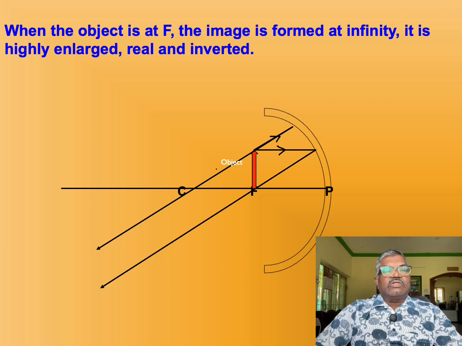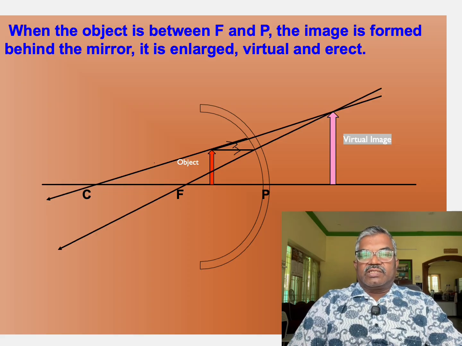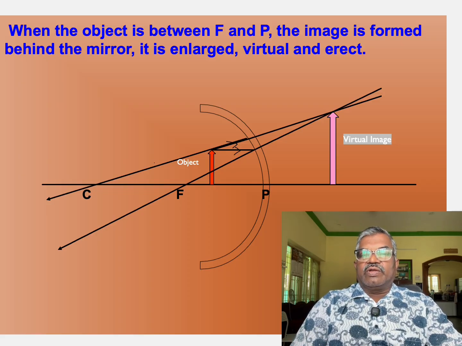So this way you can draw the ray diagram of the concave mirror when the object is placed at F. The next position is between F and P, focus and pole of the mirror. When the object is placed between F and P, the rays considered here are, first, the ray going parallel to the principal axis.